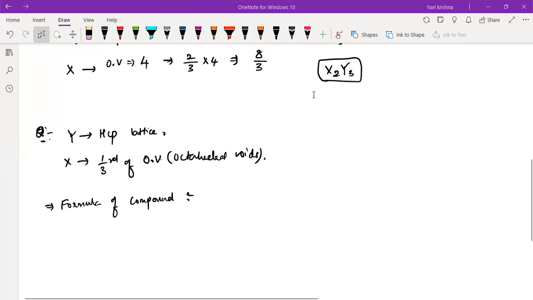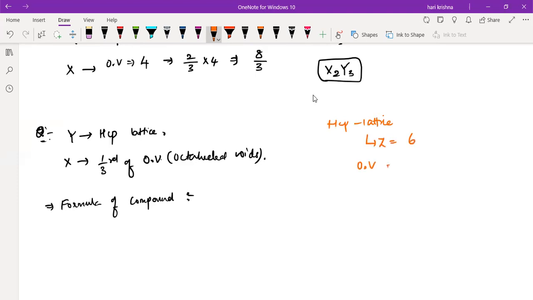See, HCP lattice means what? HCP lattice means Z value equal to 6. Then octahedral voids are also 6. Tetrahedral voids will be 12. Y is forming the HCP lattice, so there are 6. X is occupying only 1/3 of octahedral voids. So octahedral voids is 6, 1/3 of 6 equals 2. So X2, Y6. That means XY3 is the formula of the compound.